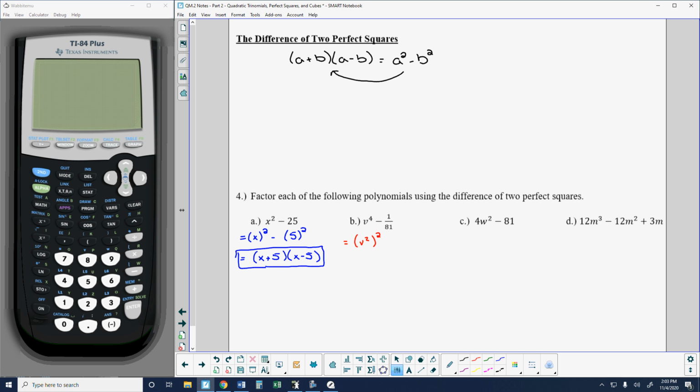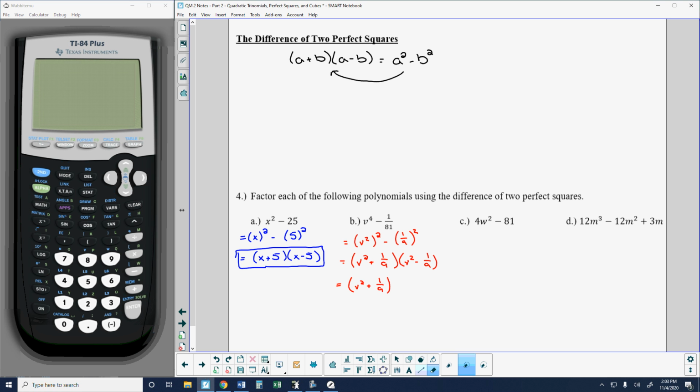Well, v squared is being squared. What's being squared to give me 1 over 81? Well, 1 squared is just 1, and 9 squared is 81, so 1 over 9 is being squared. So what this breaks down into is 2 conjugates with v squared plus 1 over 9 and v squared minus 1 over 9.